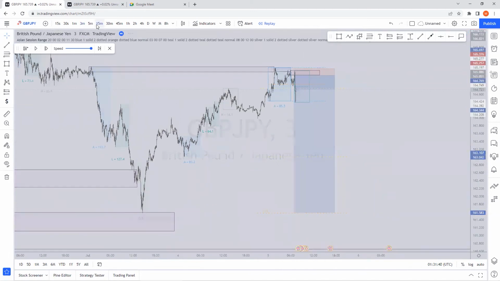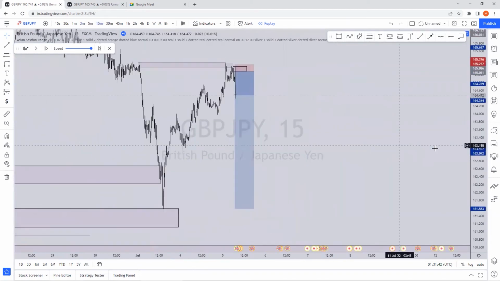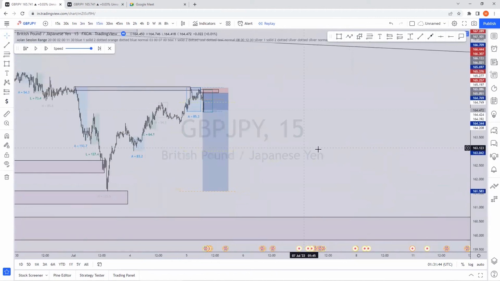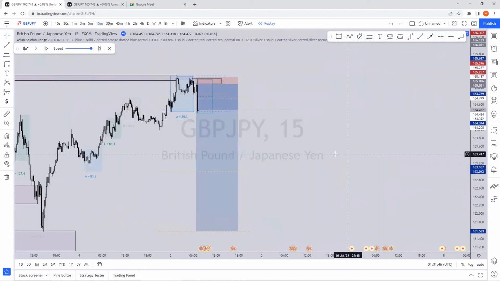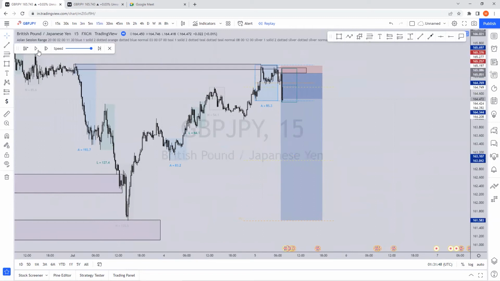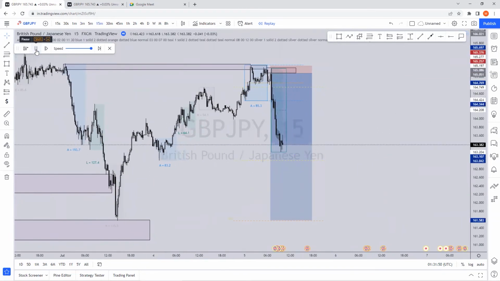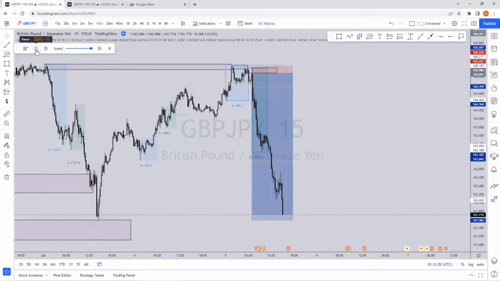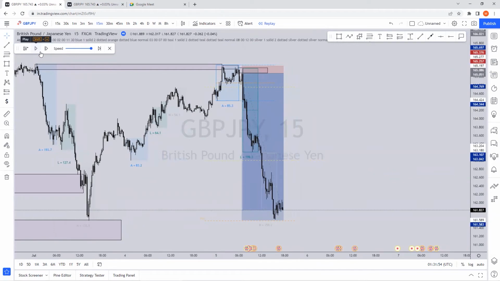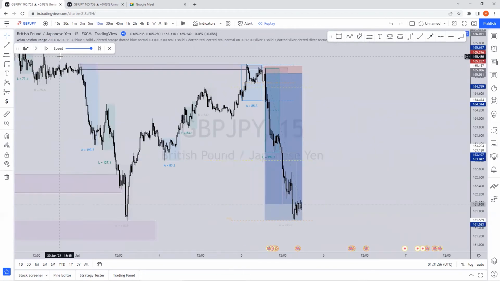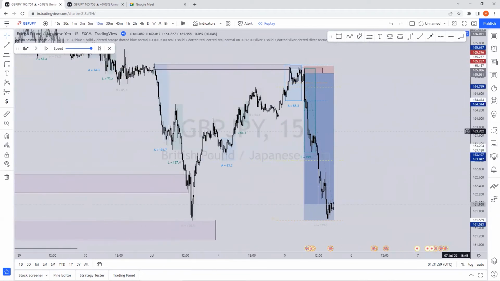So let me go to 15 minutes and let's see how price moved. Right. So this is 15 minutes. So price, of course, moved down to targets nicely, 350 pips. Very nice targets, 350 pips. Okay.